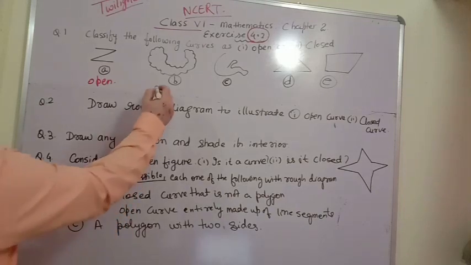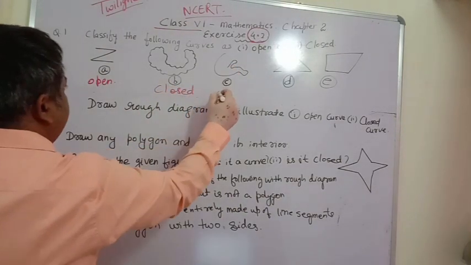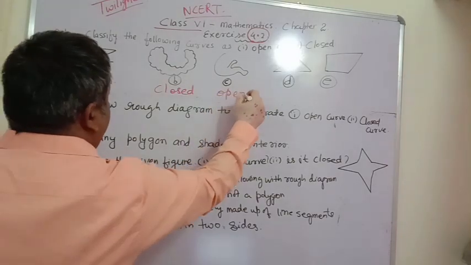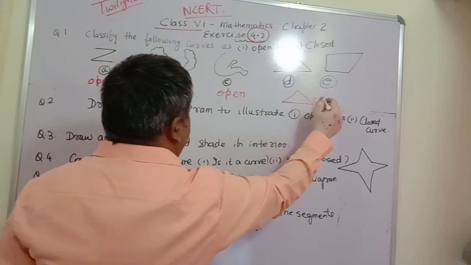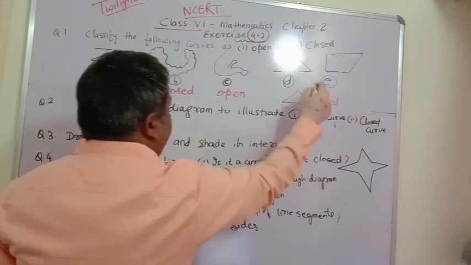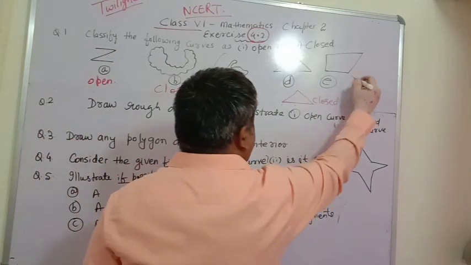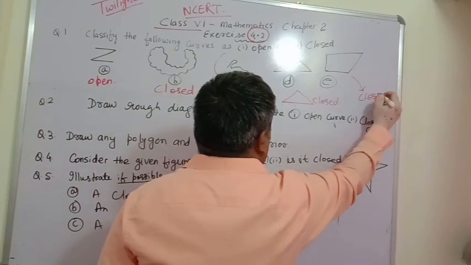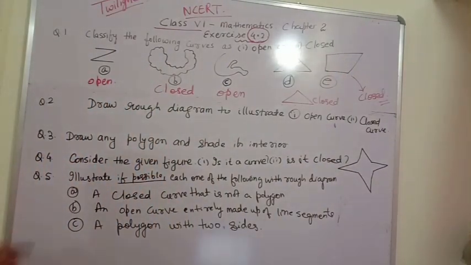This is a closed figure because there is no opening. But here there is an opening, so it is open. This is a triangle type of figure and it is closed. And this is a quadrilateral with 4 sides, so it is closed. So we have done the first question as easy as that.